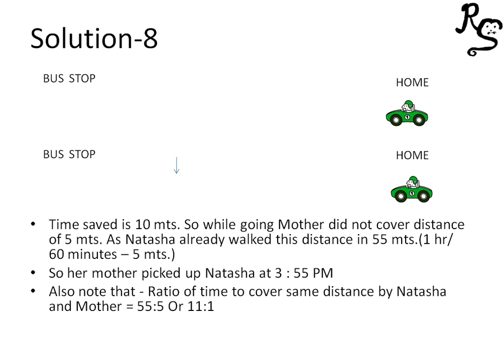It is important to note here that the child, Natasha, has covered the distance from the bus stop to the arrow in 55 minutes, whereas the mother has covered the same distance in 5 minutes. And the ratio of speeds is the reverse of the ratio of the times they are taking, that is 1 to 11.